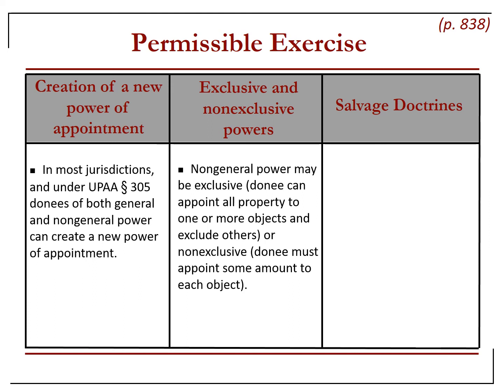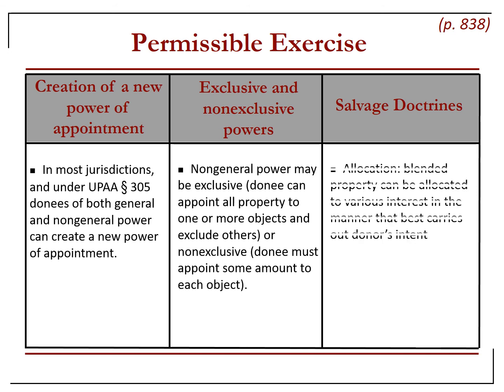If an action was not a permissible exercise of power, then the salvage doctrines are there to help us address the non-permissible exercise. The first is allocation. An allocation is when the donee blends the appointed property with the donee's own property, and it is called blended property. So in order to address this, blended property can be allocated to various interests in the manner that best carries out the donor's intent.